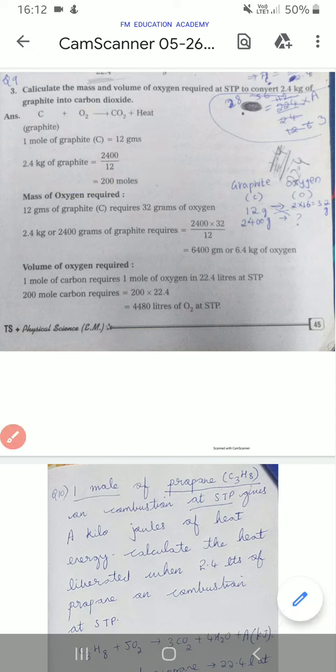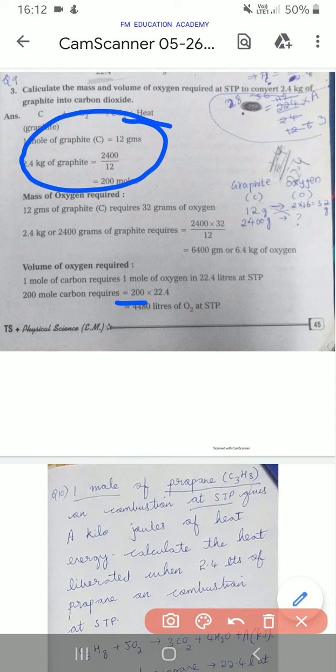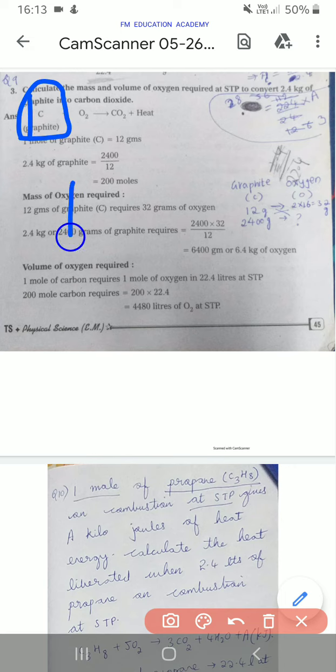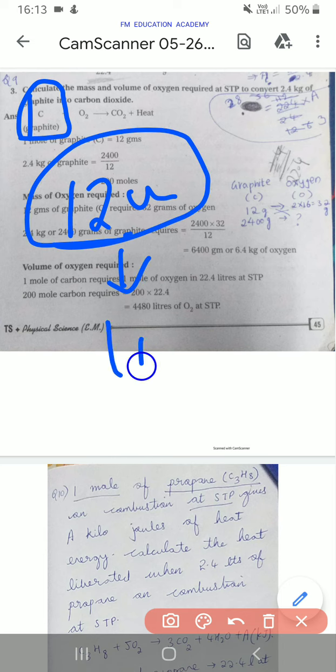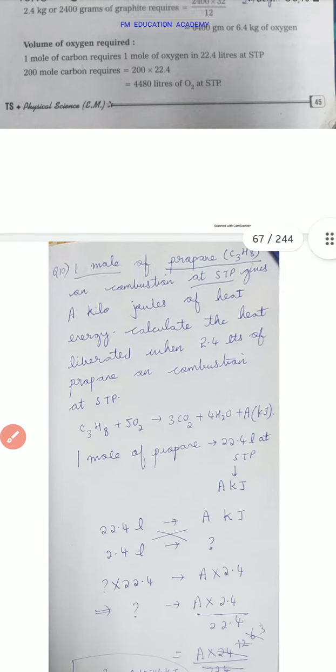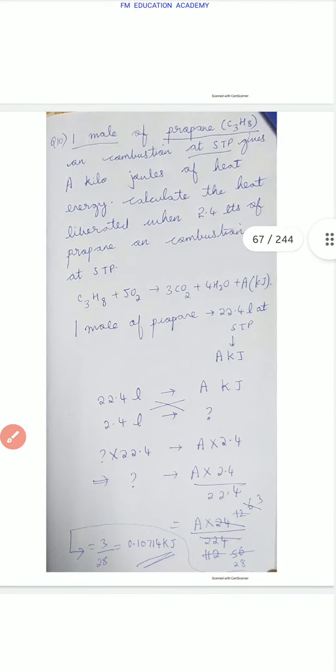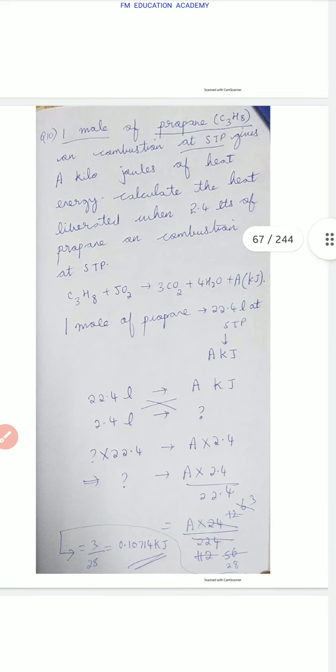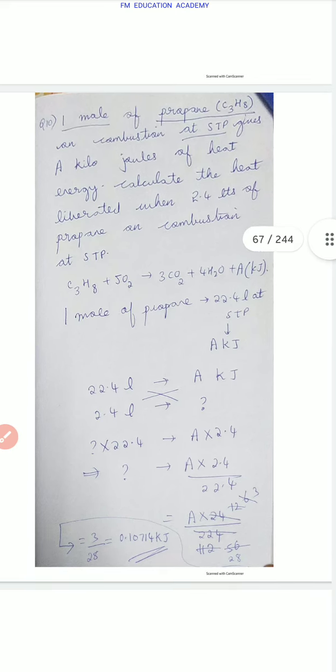So for the volume of oxygen, what should you do? Multiply the number of moles with the 22.4 liters. Why are you multiplying with 22.4 liters? Because only 1 mole of carbon is there here. When it says 12 u, it is a standard atomic mass. So standard atomic mass will have 1 mole only. Remember this. Similarly you have this question also. Just go through it. If you have any doubt, please ask. Okay, comment below.